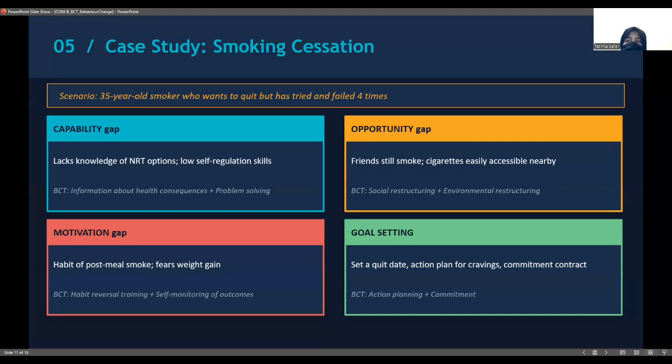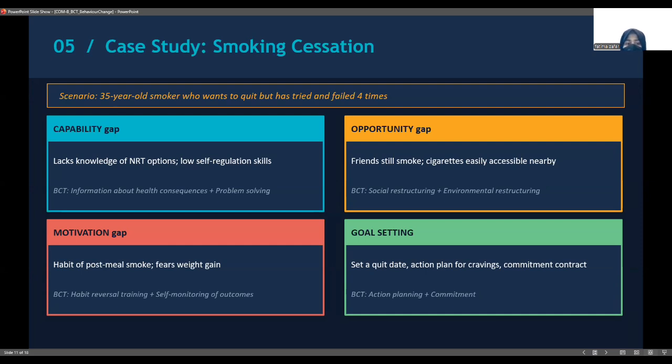After that, we have a case study here, that is a 35-year-old smoker who wanted to quit, but has tried and failed 4 times. So, what is the capability gap here? That is lack of knowledge of NRT options, low self-regulation skills. How BCT improves it, that is information about health consequences plus problem solving. What is the opportunity gap here? That is friends still smoke, cigarettes easily accessible nearby. How BCT overcomes it, that is social restructuring plus environmental restructuring.